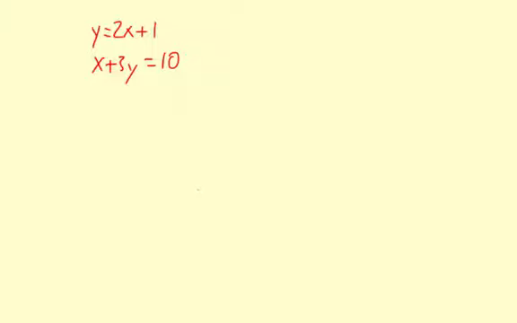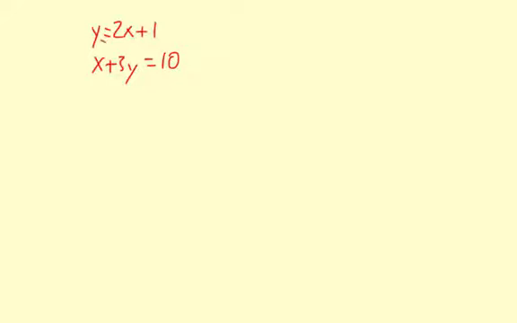So the big picture for this lesson is solving a linear system using substitution. So here you can see two equations, y equals 2x plus 1, and then x plus 3y equals 10. There are two equations and two variables. When the number of equations and variables is the same, you can solve. So notice that the first equation is already solved for y.